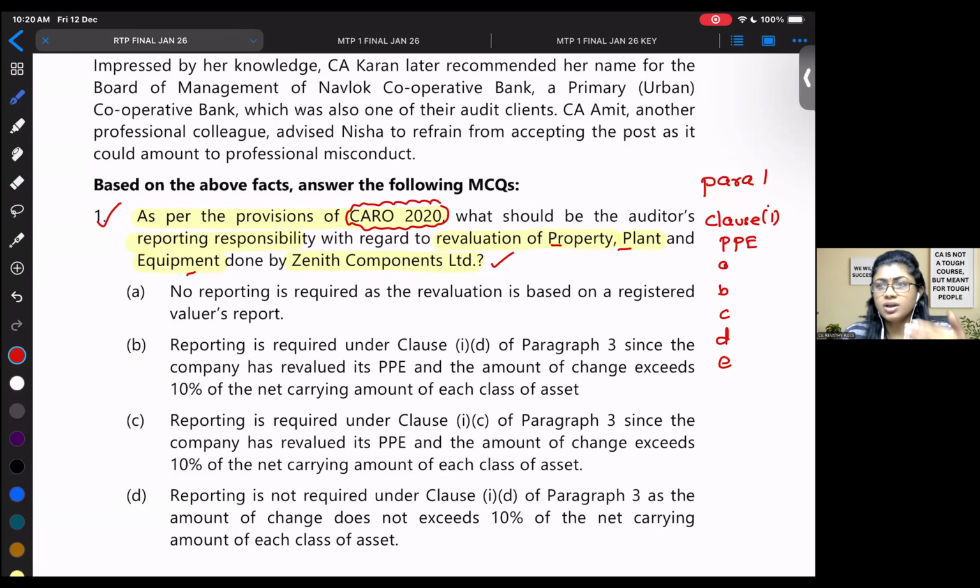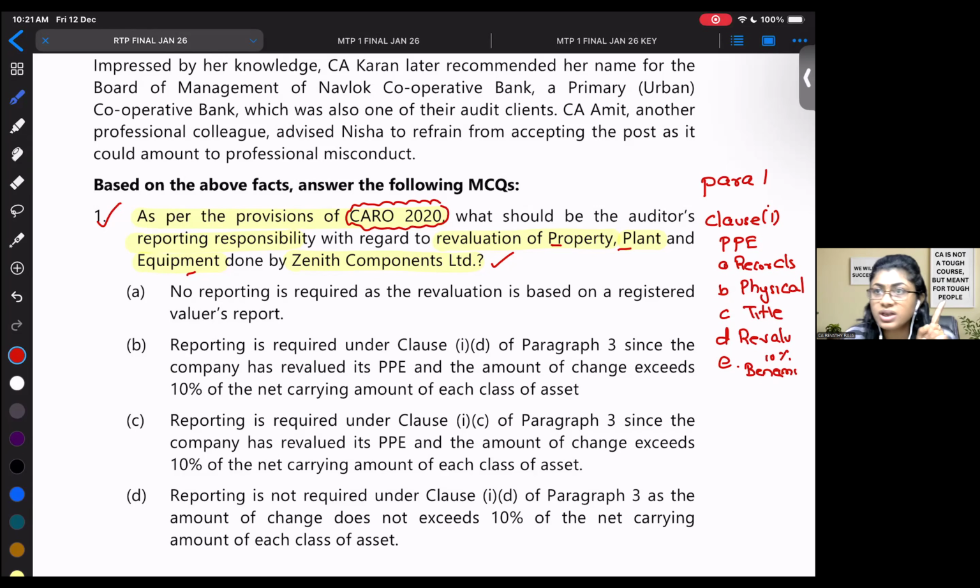A clause deals with what? So, A clause: whether proper records are maintained. Then B: whether physical verifications are conducted at regular intervals. Then C says about the title deeds. Then D says whether revaluation has been done, plus or minus by how many percent you should report. Whenever numeric comes, you should be careful. The auditor has to report whenever there is a plus or minus of 10%. And finally, E: any benami property. So that is clause 1, which has A to E.